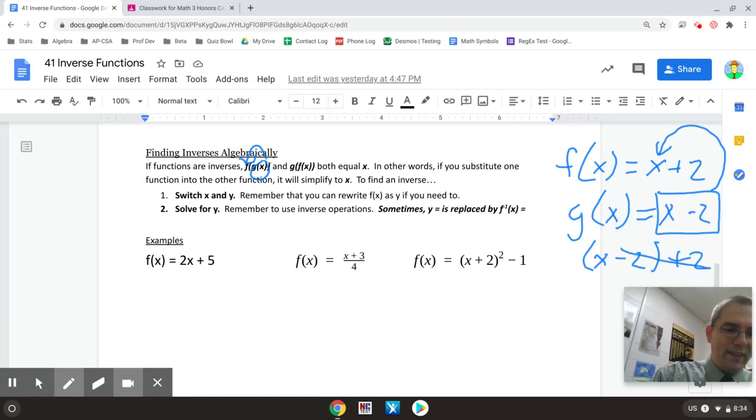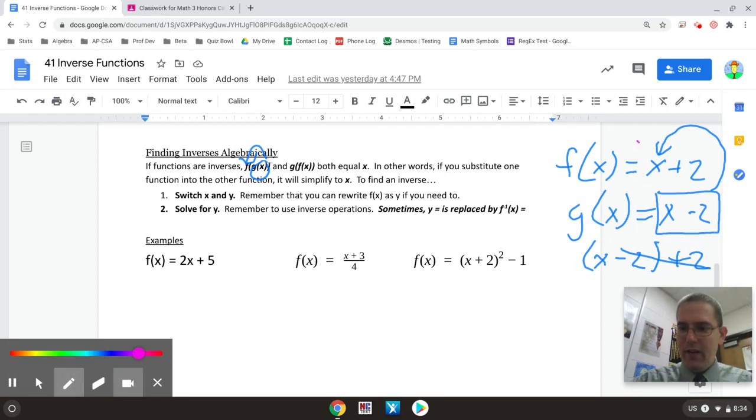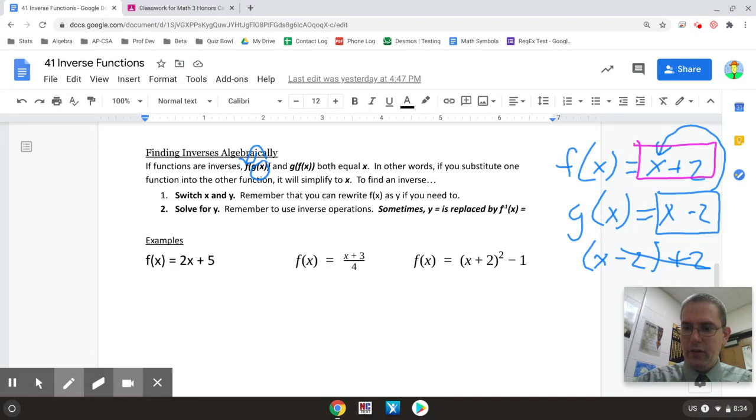If I did the same thing backwards, in other words, if I took f of x, the x plus 2, and stuck it in g of x, so I would have x plus 2, and then the minus 2 is outside. I could cross that out and get just a plain x. That will be true for any functions that are inverses when I have their equation. Now, that's one way you can check the equation to see if it's an inverse when you get your answer, but you also need to be able to solve one.